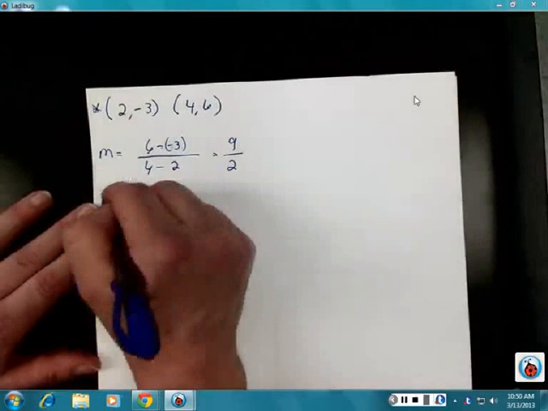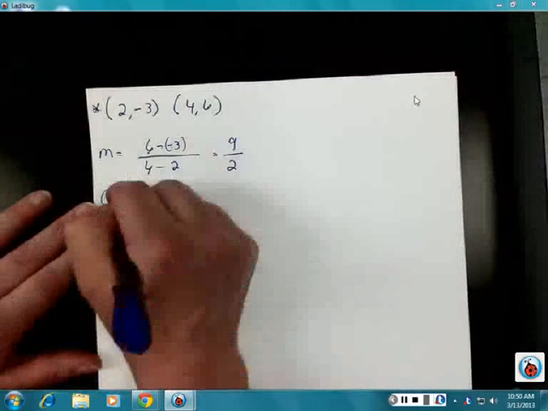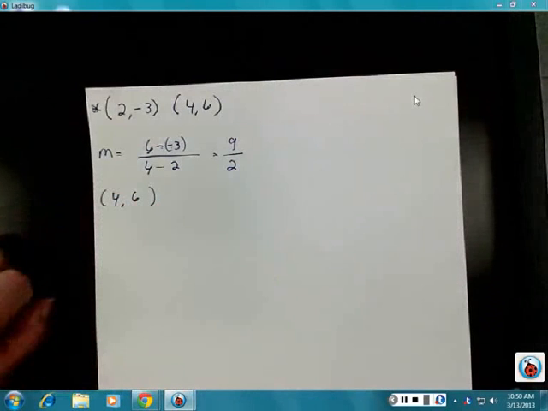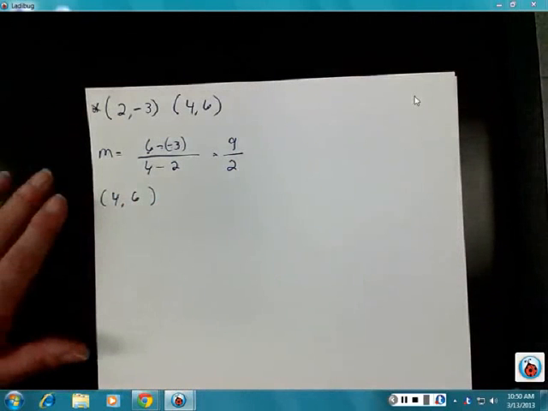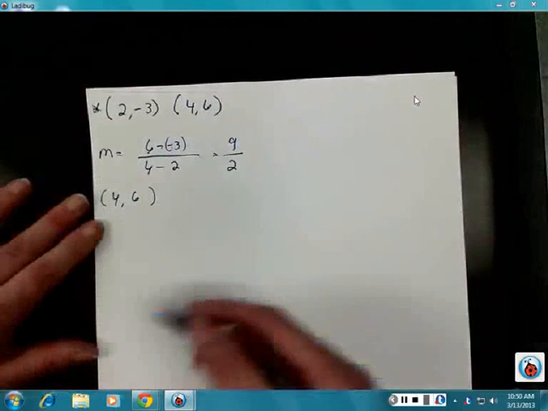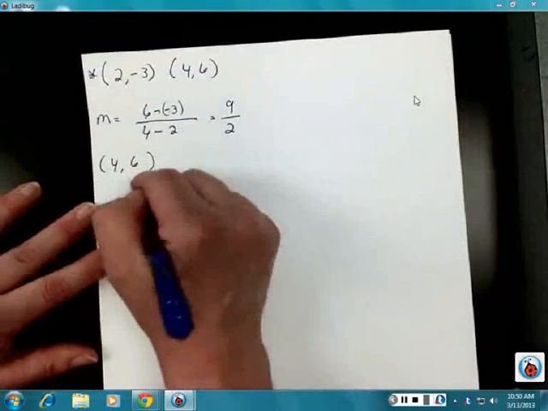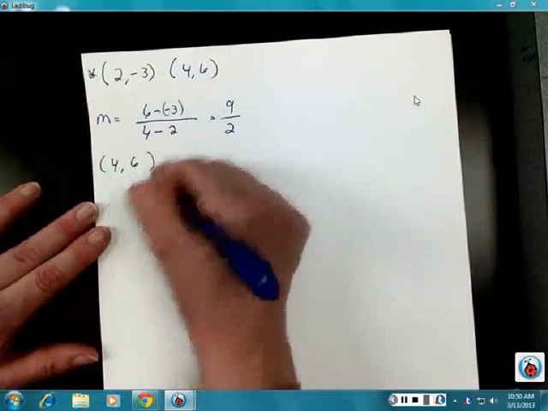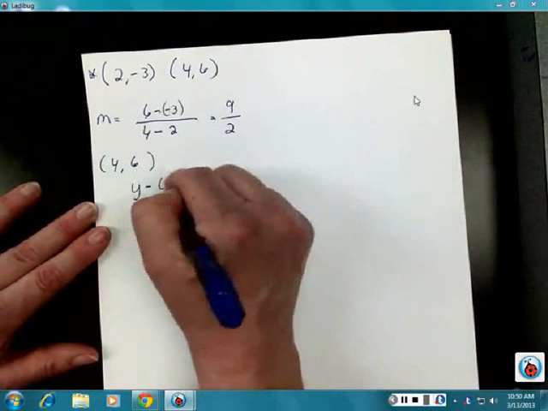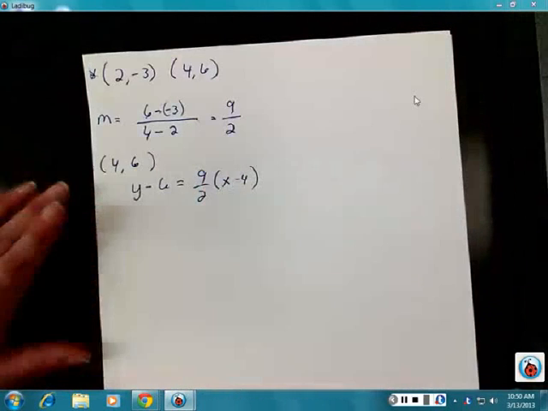Then I need to pick a point. So which point do you want to use? (4, 6). Reason? Because it doesn't have a negative. Perfect. Usually you try to pick the positive ones. Stay away from the negative ones. You make too many mathematical mistakes that way. So plug it into my formula. And it's y minus 6 is equal to 9 halves times x minus 4.